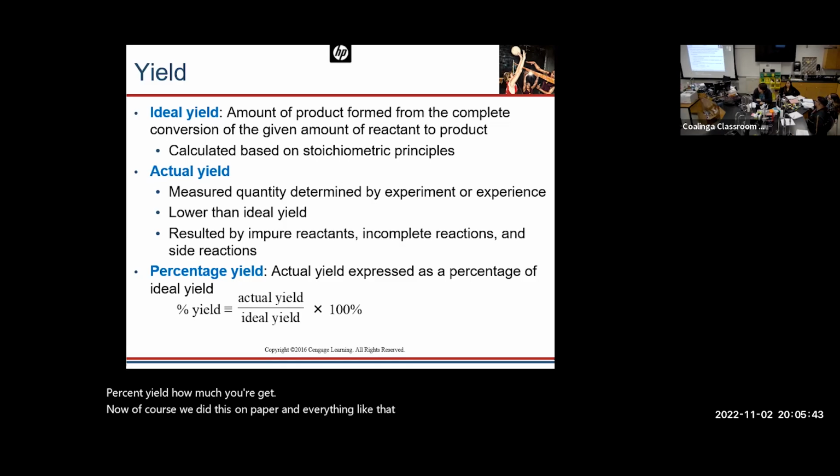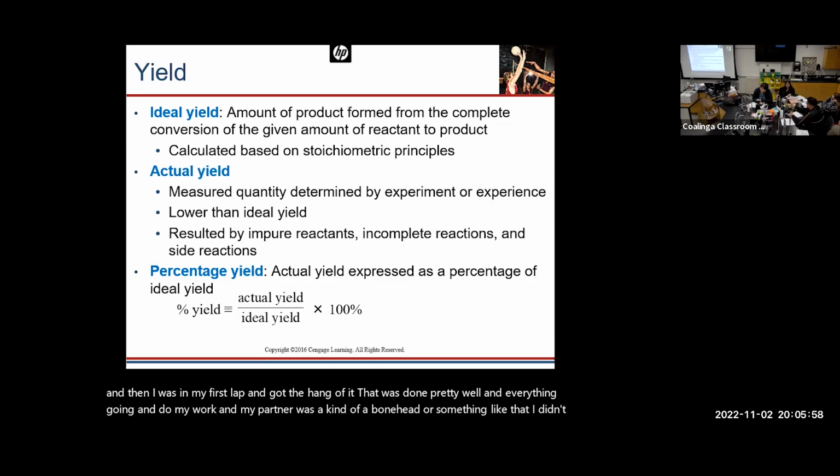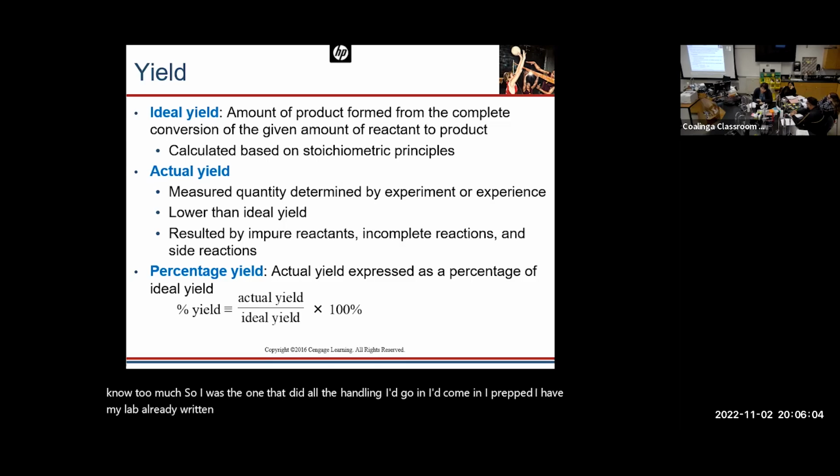Then I got to my first lab class, and it went pretty well. I go in and do my work. My partner didn't know too much, so I was the one doing all the handling. I come in prepped, with my lab already written out, ready to go. The results: I get 84.6%.